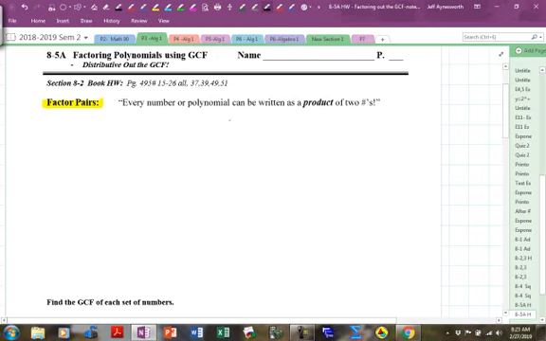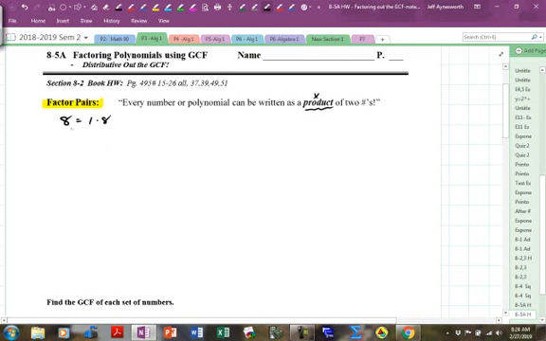Every number or polynomial can be written as a product, which means multiplication, of two numbers. So for example, let's take 8 and start small here. Let's take some real numbers. 8 can be written as 1 times 8, as you know. You can always write a number as a product of 1 and itself. And I always list my factor pairs from low to high so that I can organize my work easily.